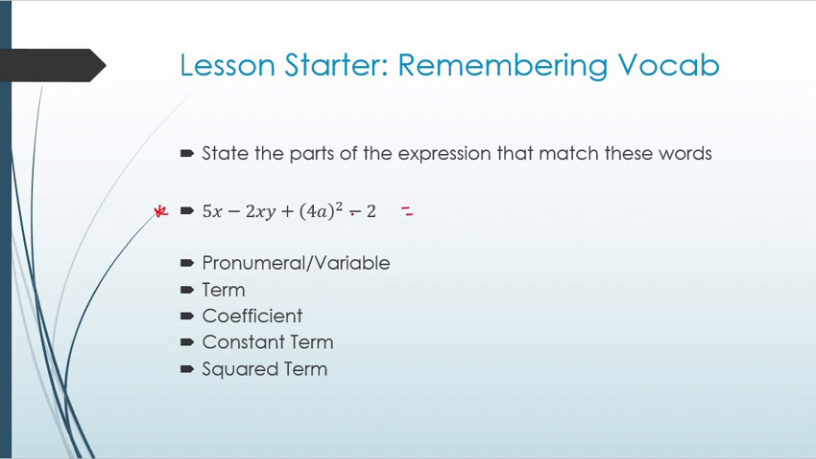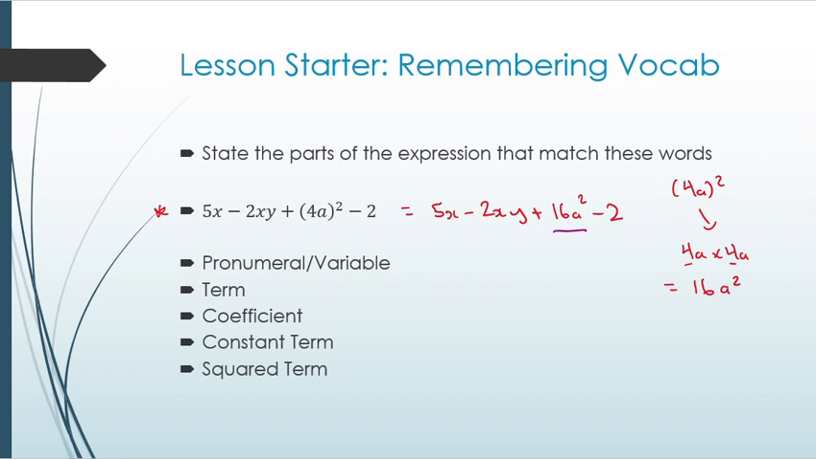First off, why don't we just expand this squared unit first? So this expression will now become 5x minus 2xy plus something minus 2. If you want to figure out what (4a) squared is, just remember what squaring is. You are multiplying something by itself, so in this case, it's whatever's inside the bracket. So it's 4a times 4a. We know that 4 times 4 is 16, and if I multiply a by itself, it just becomes a squared. So this now becomes 16a squared minus 2.